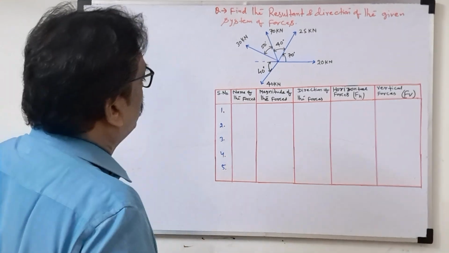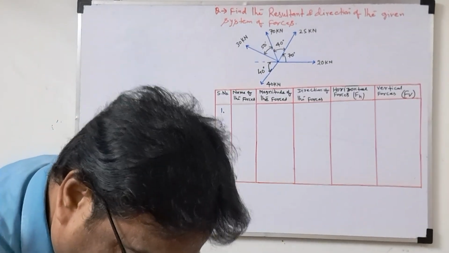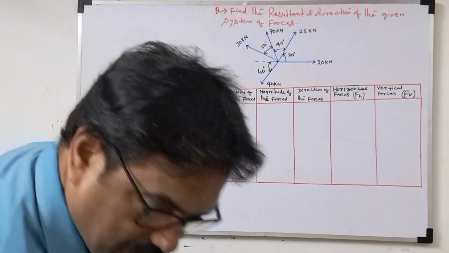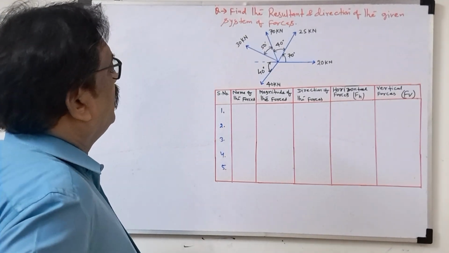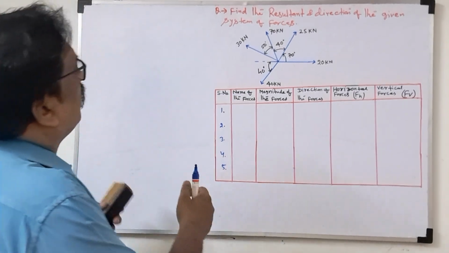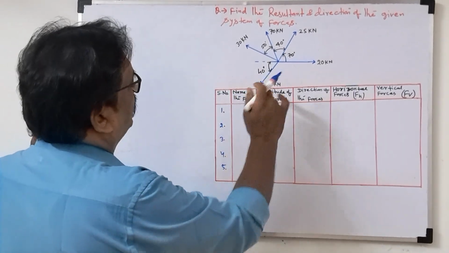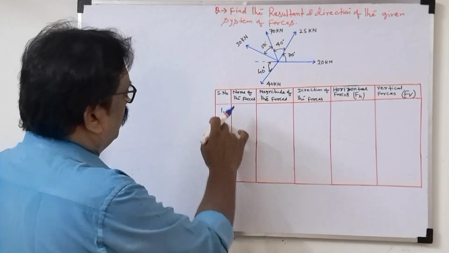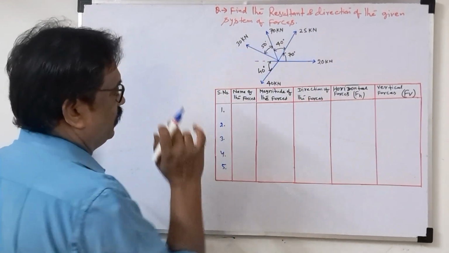How will we find it? Many methods are there. I will solve this question with one simple method, known as the tabular column method. What will we write here first? Serial number: I write 1, 2, 3, 4, 5, because there are 5 forces.